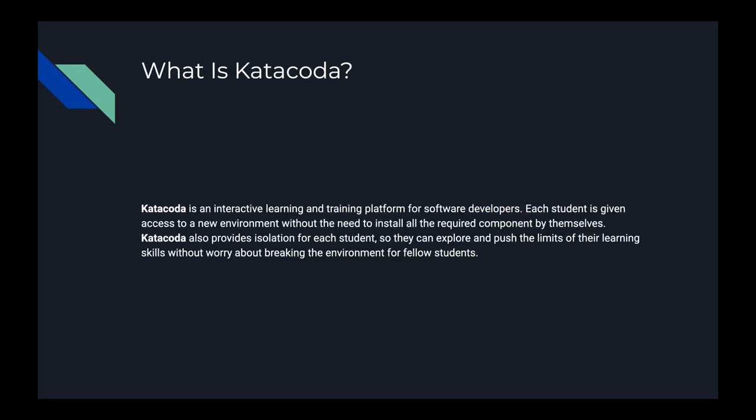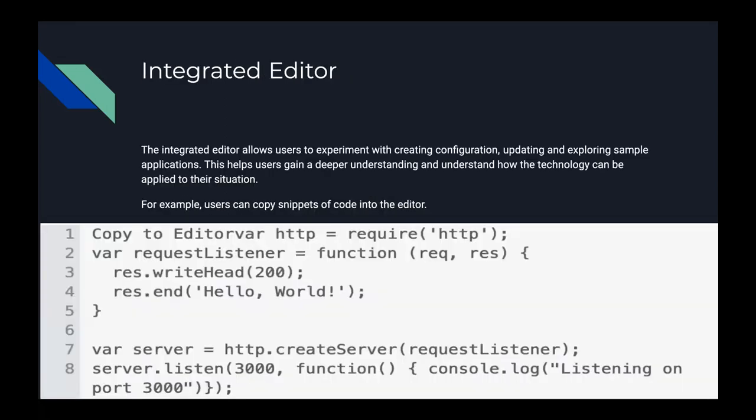So Katacoda, what is Katacoda? Katacoda is an interactive learning and training platform for software developers. Basically, it gives you a new environment without the need to install any required components yourself. Katacoda provides isolation, so you can spin up your own environment and learn about whatever the subject matter is. The subject matter is called sessions. It has an integrated editor that allows you to experiment with creating configurations, updating, or exploring sample applications. It helps gain a deeper understanding of how the technology can be used. For example, a user can copy a snippet of code, like I've done here, into the editor and run that against a virtual environment.